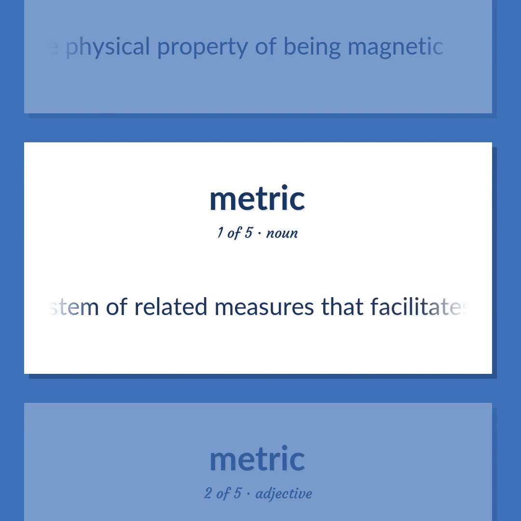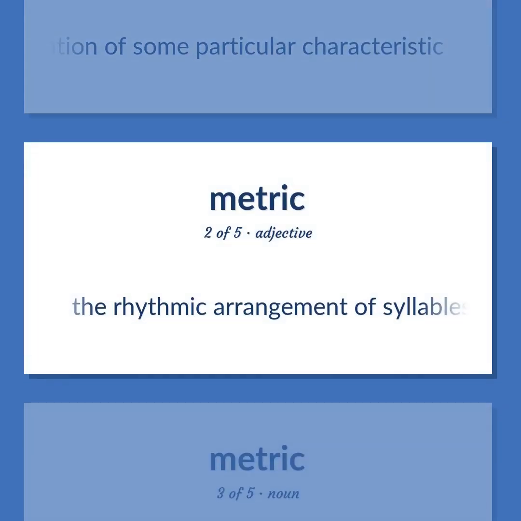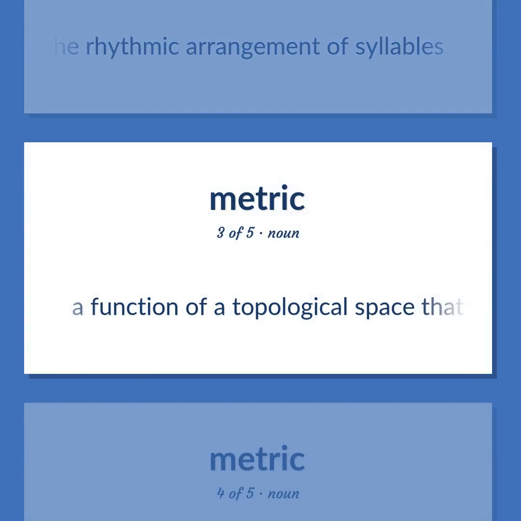A system of related measures that facilitates the quantification of some particular characteristic. The rhythmic arrangement of syllables. A function of a topological space that gives, for any 2 points in the space, a value equal to the distance between them.